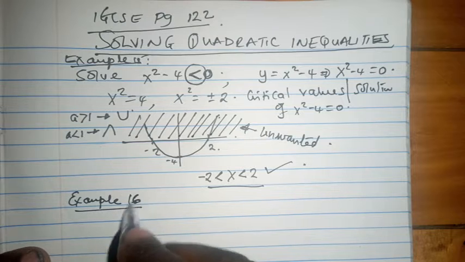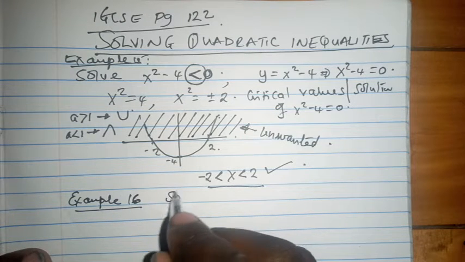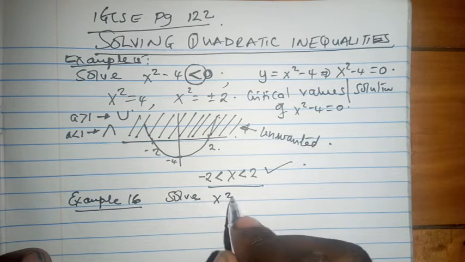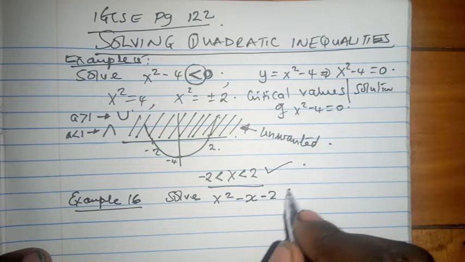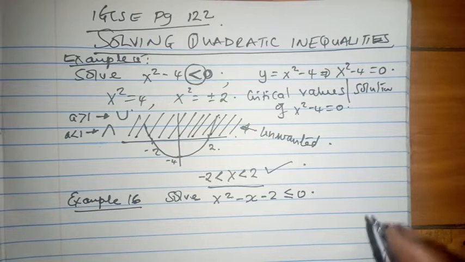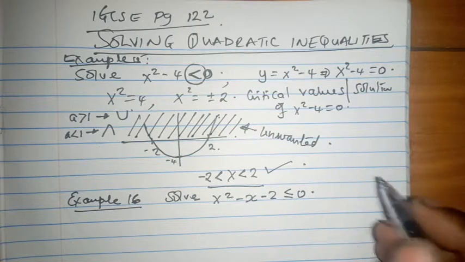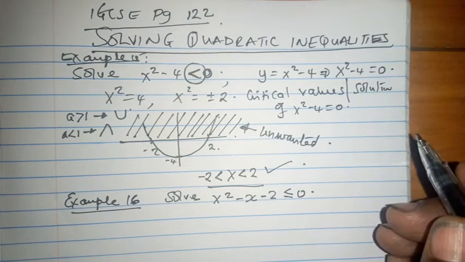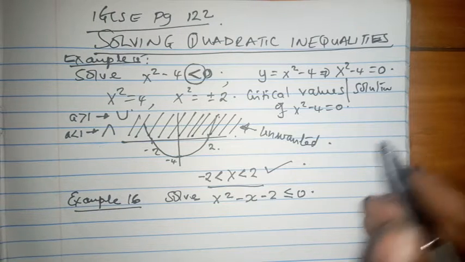If we may discuss example 16 in the same video, we are supposed to solve x squared minus x minus 2 is less than or equals to 0, and show the solutions on the number line.